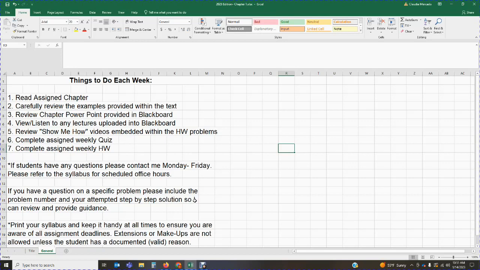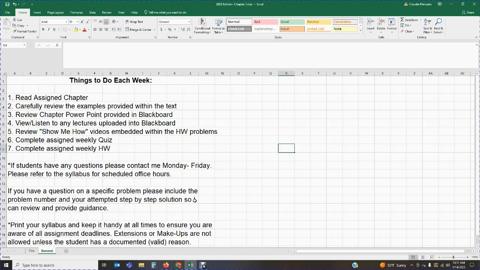And I also want to see what you're doing. I want to know your attempted step-by-step solution so I can review what you're doing and provide you with guidance. Okay, I'm not going to give you the answer. I'm going to say, okay, step number 1, step number 2, step number 3, and this is what needs to happen, and then you need to figure it out.